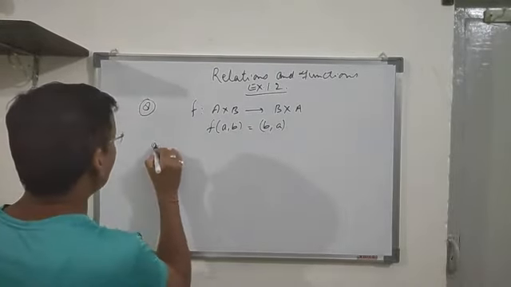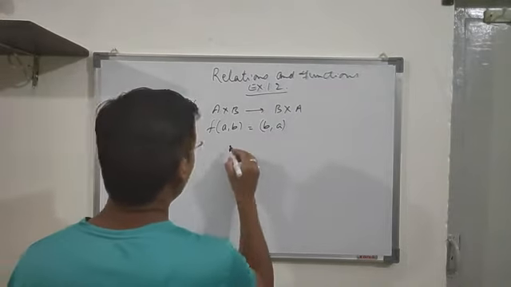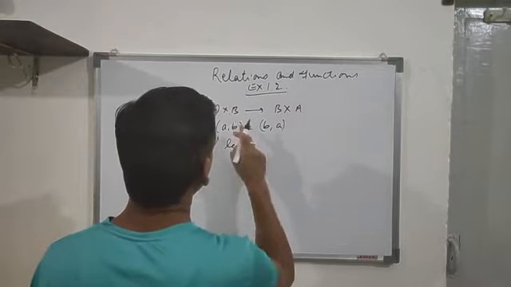Now let me come to the 1, 1 function first of all. So what I am doing here, I am taking 2 elements from the domain.